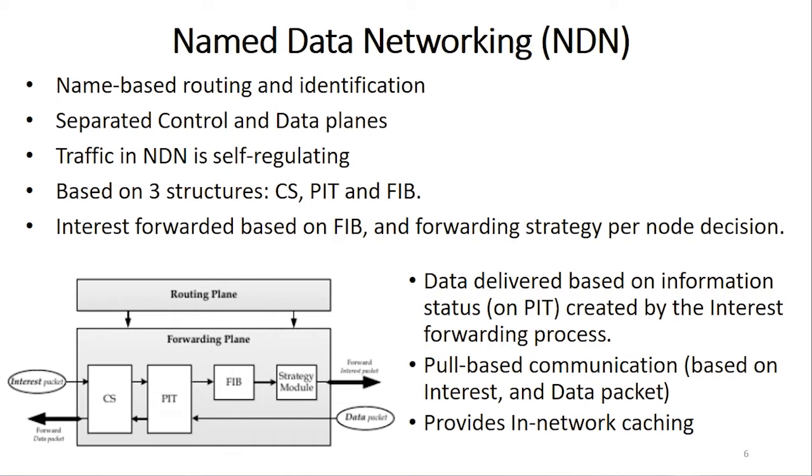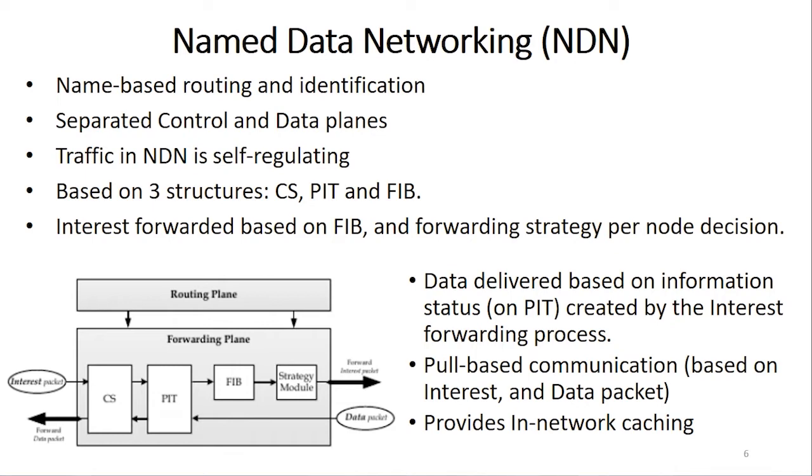Each NDN node is composed of three main structures: the content store, which is used to temporarily store the received content; the pending interest table, used to store the state of each existing connectivity; and the forwarding information base, which can be populated manually or by a routing protocol, and is used to store information to build routes to the content sources.